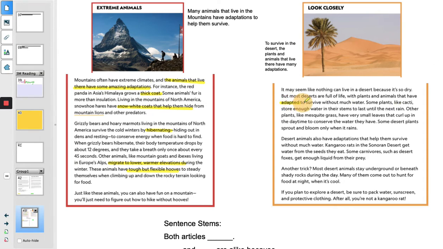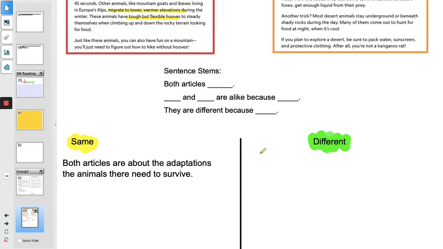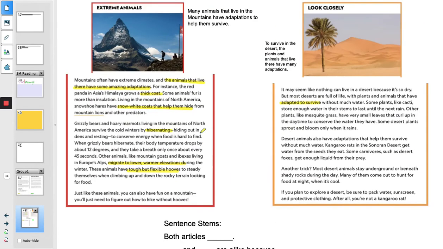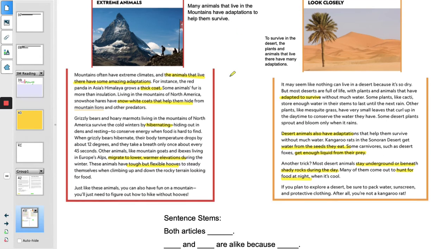Now, again, it's adapted to survive. And I'm really only talking about animals because that's what I said. The animals there need to survive. So desert animals have adaptations. They get water from the seeds they eat. They get enough liquid from their prey. They stay underground or beneath shady rocks during the day. And then they also hunt for food at night. So that's the way that they're the same.